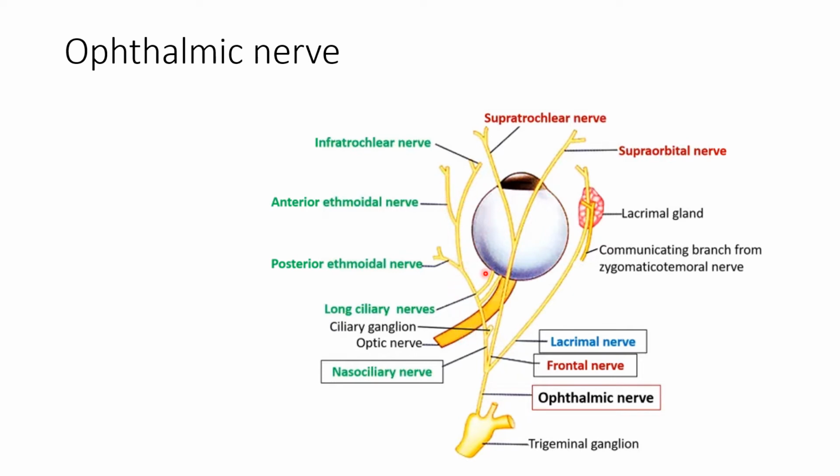Anterior ethmoidal and infratrochlear are the terminal branches of the nasociliary. You can see here very well. So these are all the smaller terminal branches. Infratrochlear is the smallest terminal branch, and anterior ethmoidal is the other terminal branch. This is MCQ. Okay, this is about the ophthalmic nerve. That's all. Very simple now, the ophthalmic nerve.